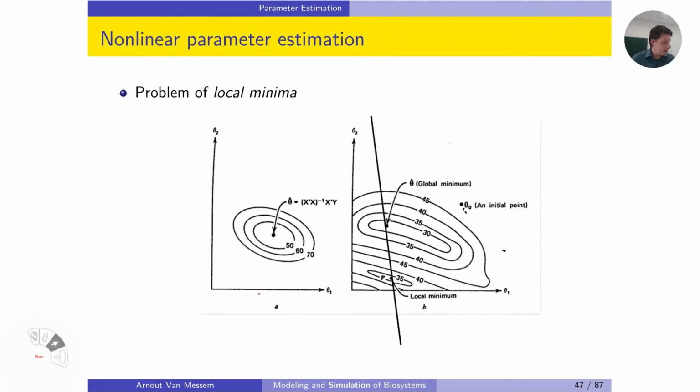On the left side, this one is a linear problem. So this is linear in the parameters. And we see that here it's very nice. You have ellipses for the different values of the objective function. And you have clearly here, this is my optimal solution, and there are no local minima. So if you have a linear system like this, it means that there is only one global minimum and you are not confronted with local minima.